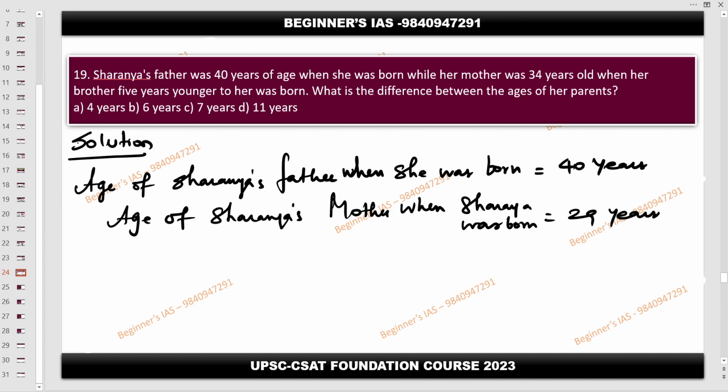So now what is the question? The difference between the ages of her parents. So the difference between the ages of the parents is 40 minus 29, which is 11 years. So the answer would be option D. Clear? Shall we move to the next one? Yes.